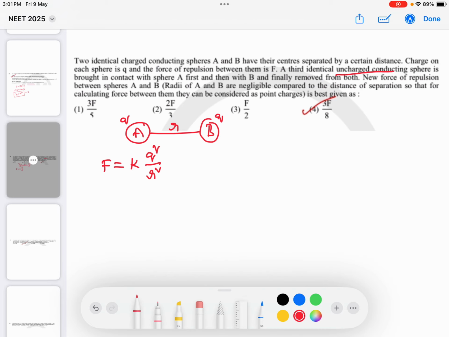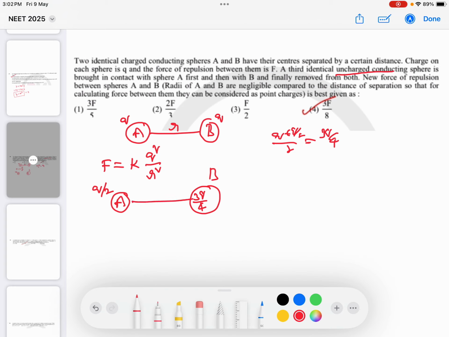and then with B, and finally removed. Uncharged sphere contacting A means the charge is equally shared. So at this condition A is equal to Q by 2. This Q by 2 is added to B. Q plus Q by 2 divided by 2 is nothing but 3Q by 4. And this is your B. B's charge is 3Q by 4.